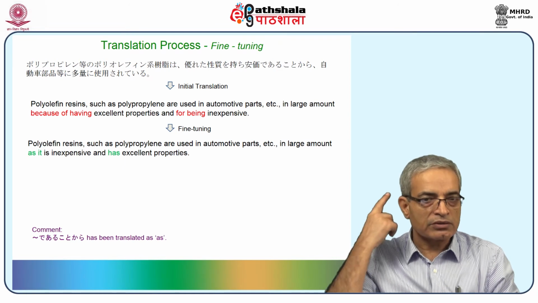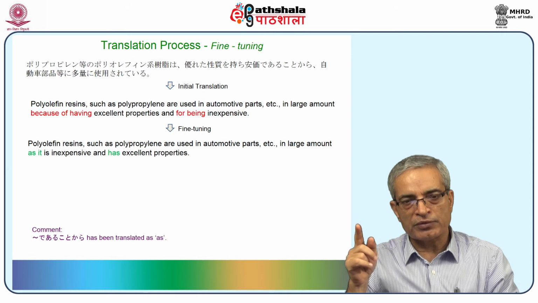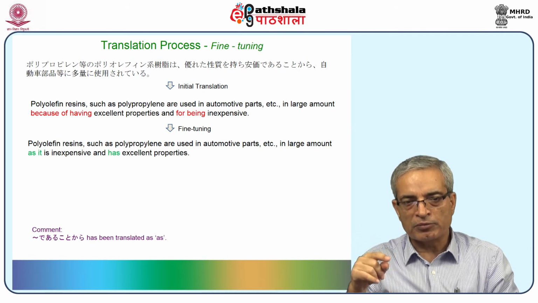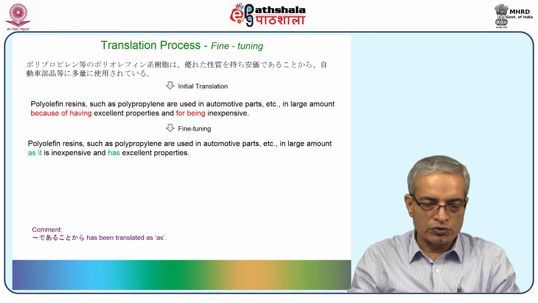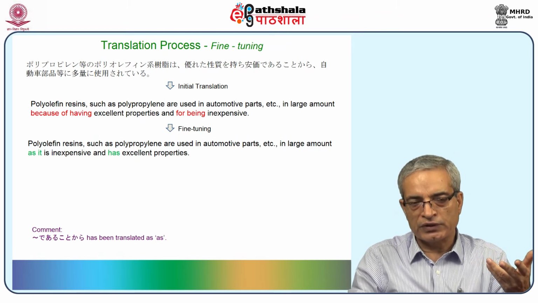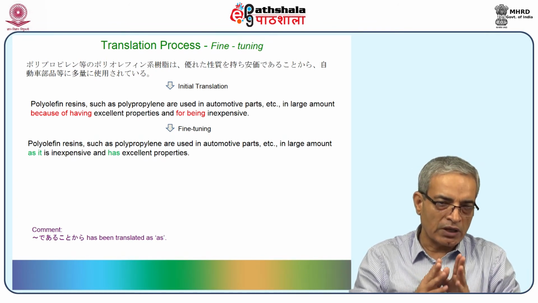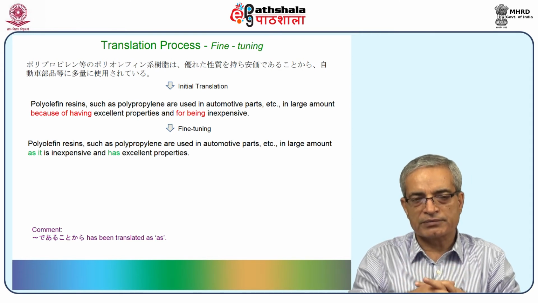And this initial translation, because of having excellent properties and for being inexpensive, the fine tuning will be polyolefin resin such as polypropylene are used in automotive parts, etc. in large amount as it is inexpensive and has excellent properties. You can retain the previous slide style if you feel that is better, but second style appears to be better. So de aru koto kara has been translated as in this particular case.